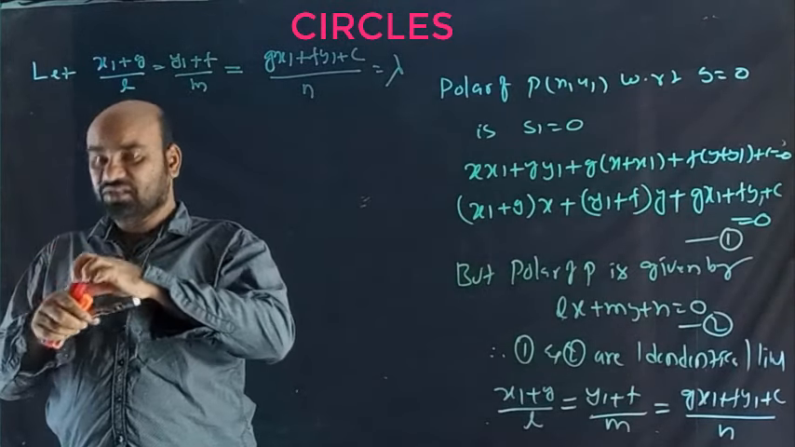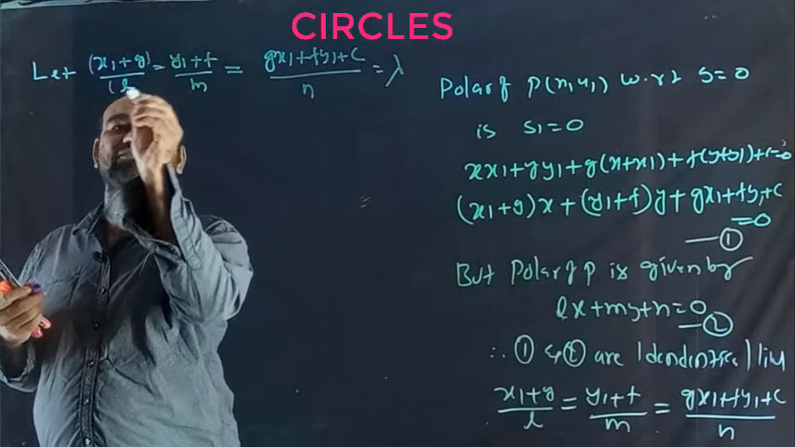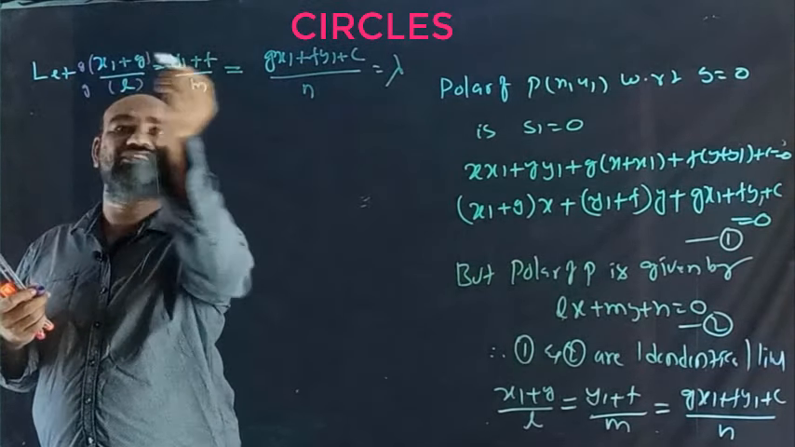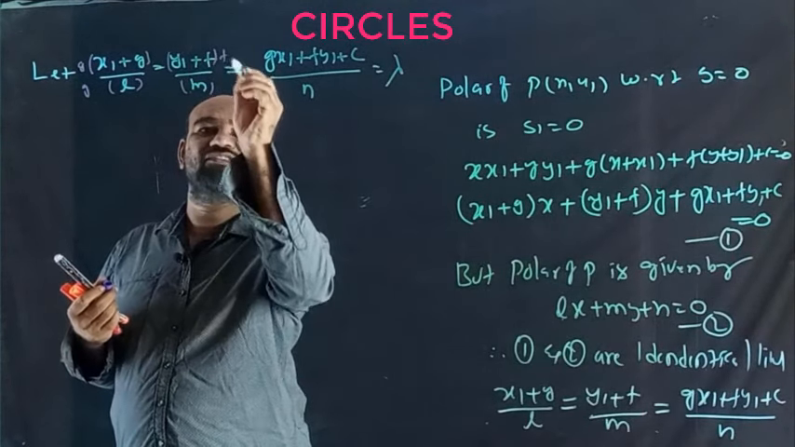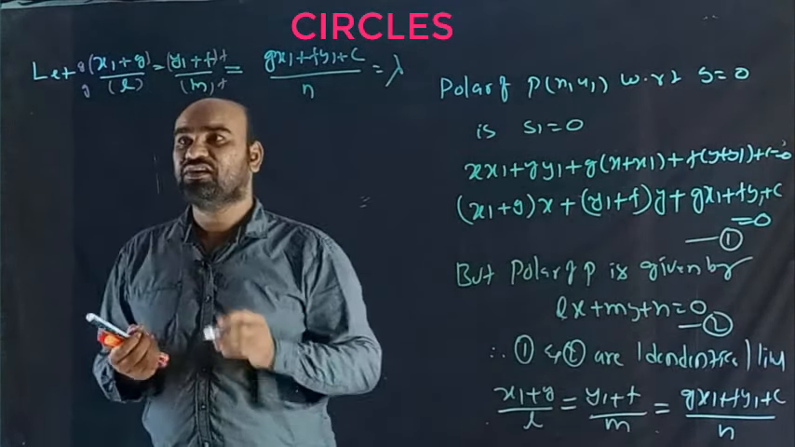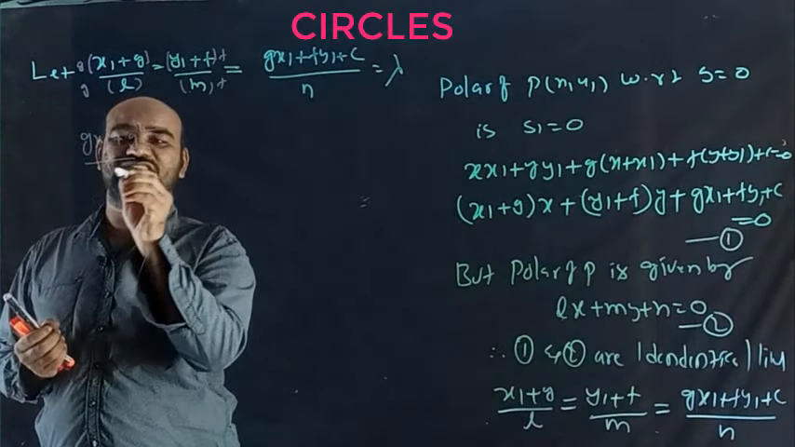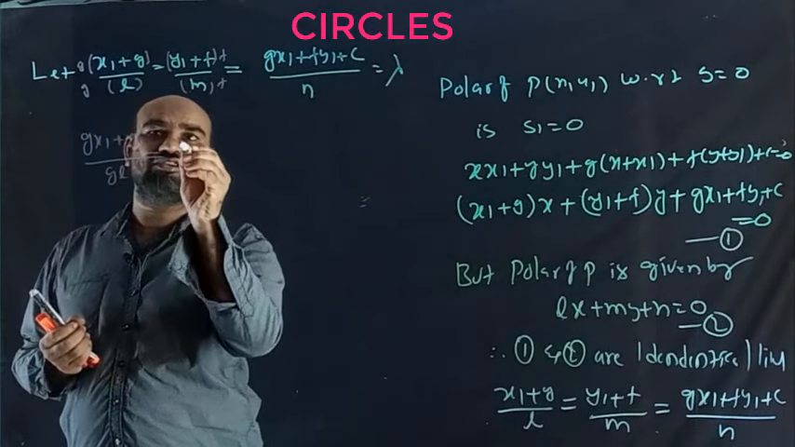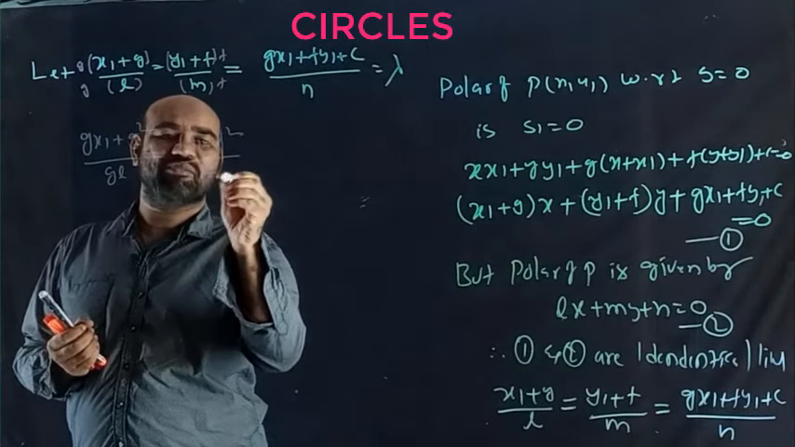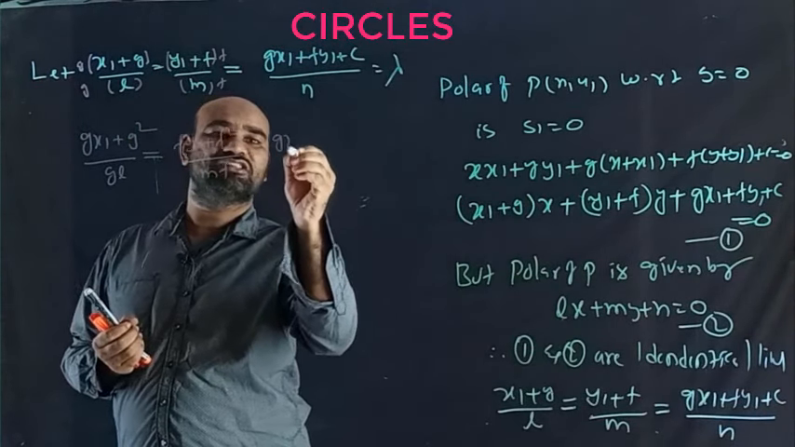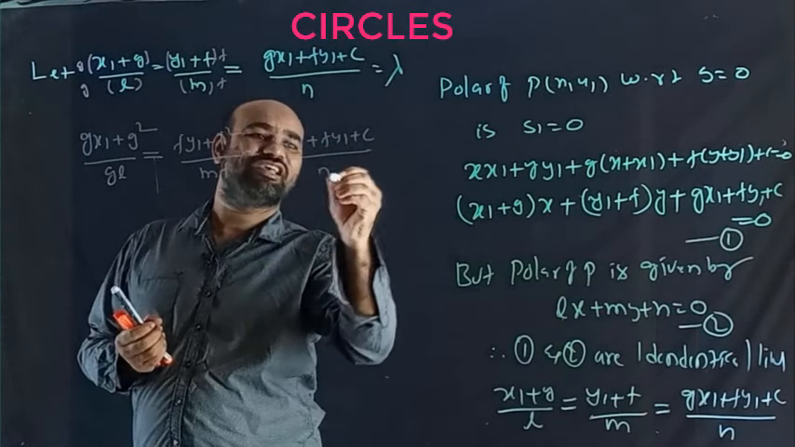Now what I am doing here: I am multiplying and dividing with g here to get the g square, and multiplying and dividing with f here. Nothing changes. Then what happens on this one? (gx1 plus g square) by gL equal to (fy1 plus f square) by Mf equal to (gx1 plus fy1 plus c) by N equal to some lambda.